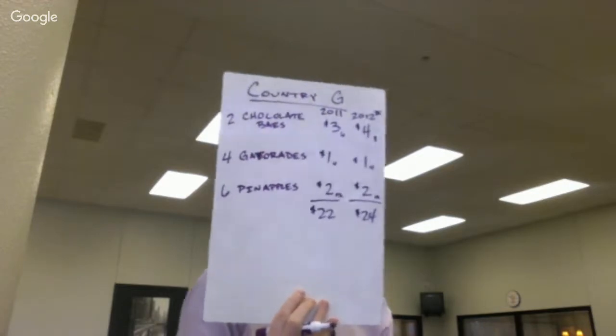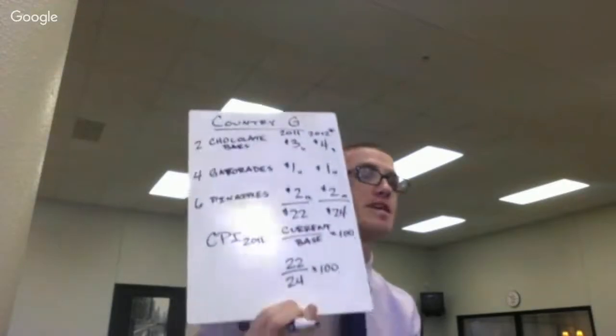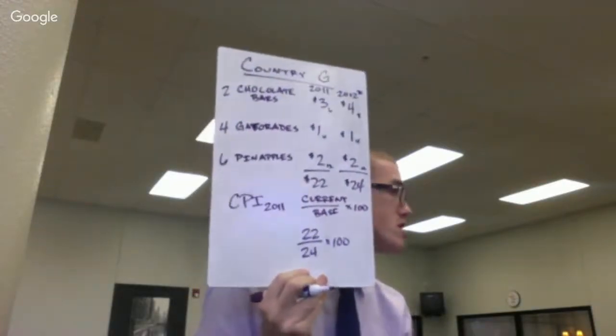All right. So to find CPI for 2011, it is current divided by base times 100. So current is $22 divided by the base of $24 times 100. Somebody with the calculator help me out. I didn't make the math friendly. College Board will. 91.7.